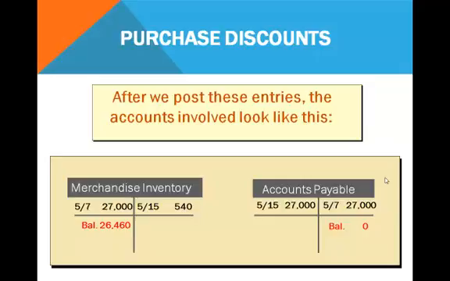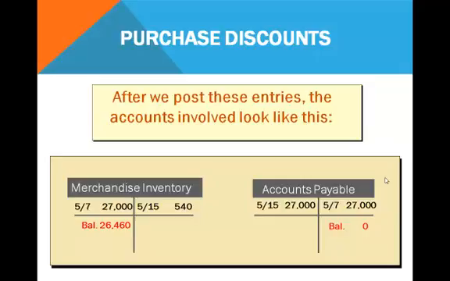If we look at the accounts after posting the payment entry, we can see that the current balance in accounts payable is 0. We've paid off everything we owed, indicating the total liability has been satisfied. We can also see that the current balance of $26,460 in the merchandise inventory account reflects the actual cash price of the merchandise purchased.